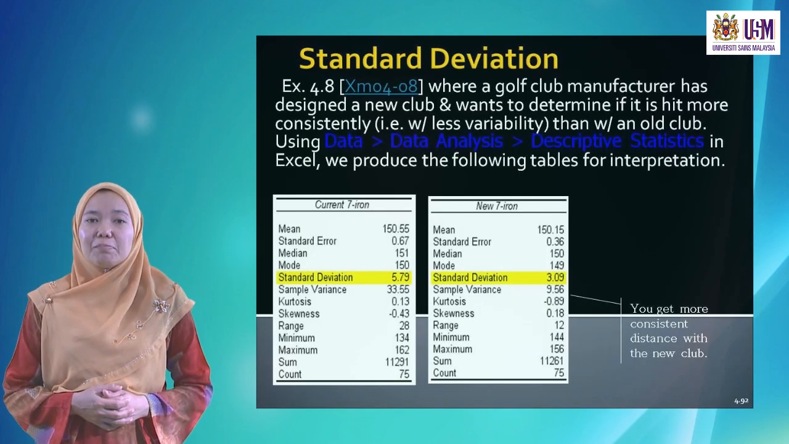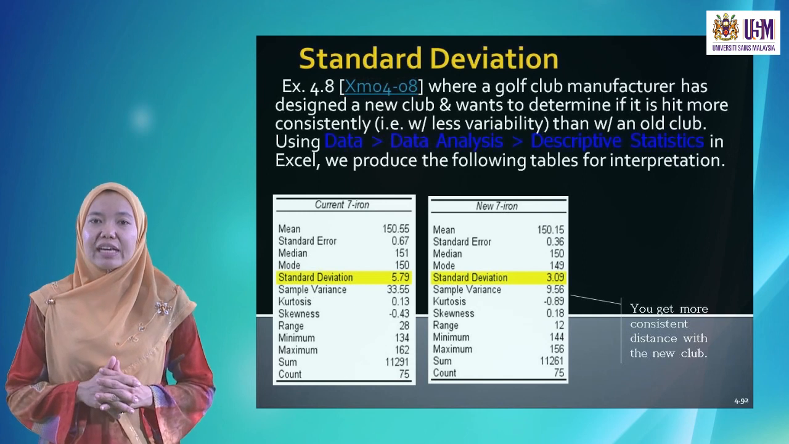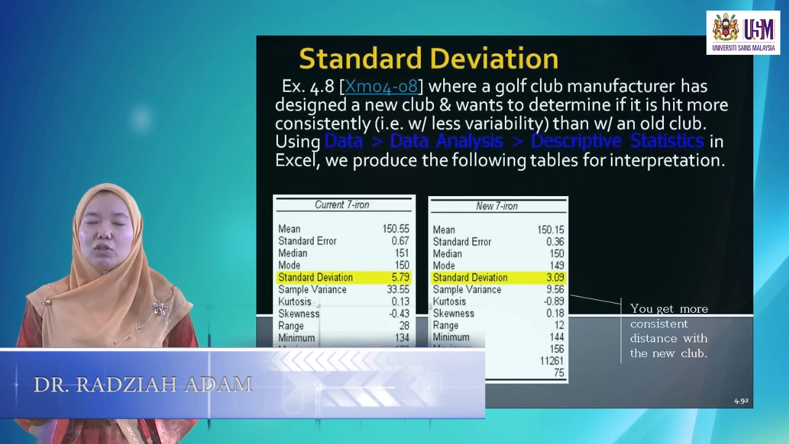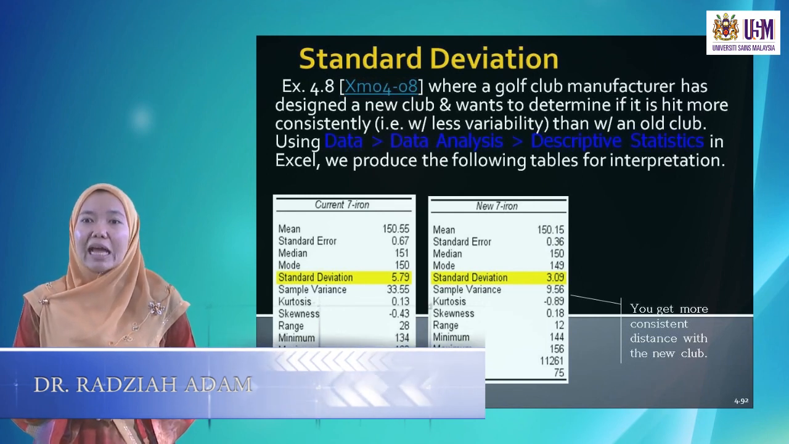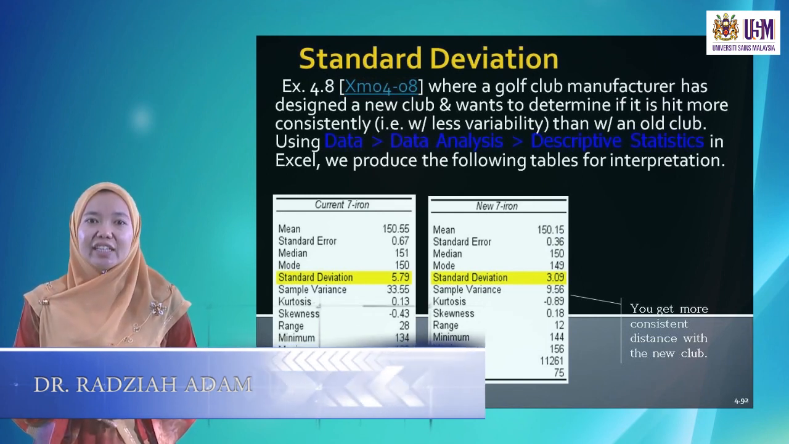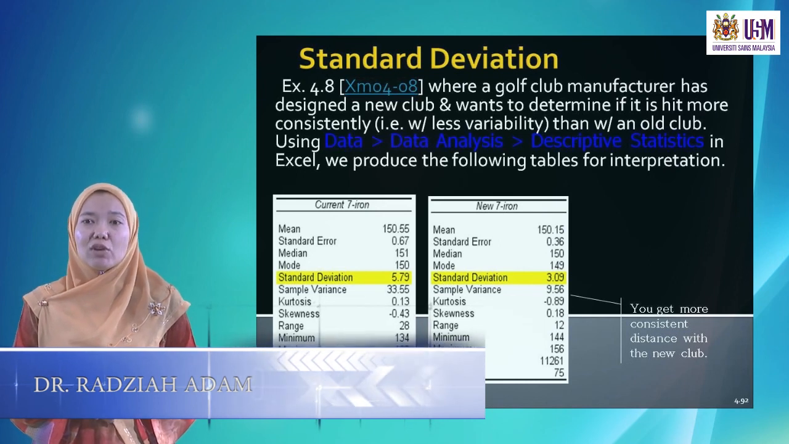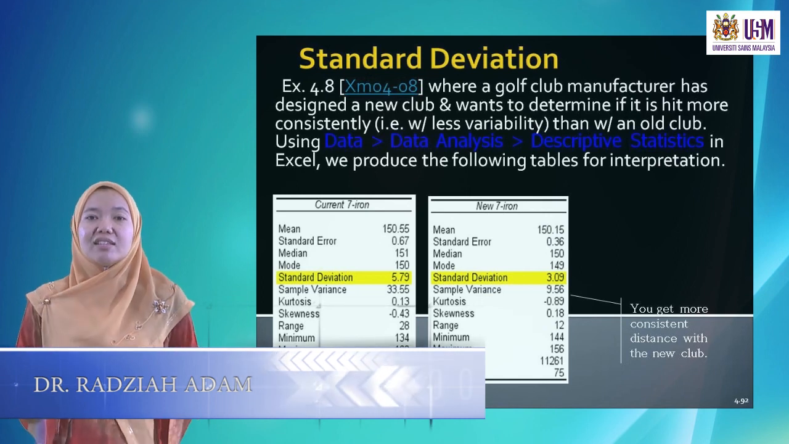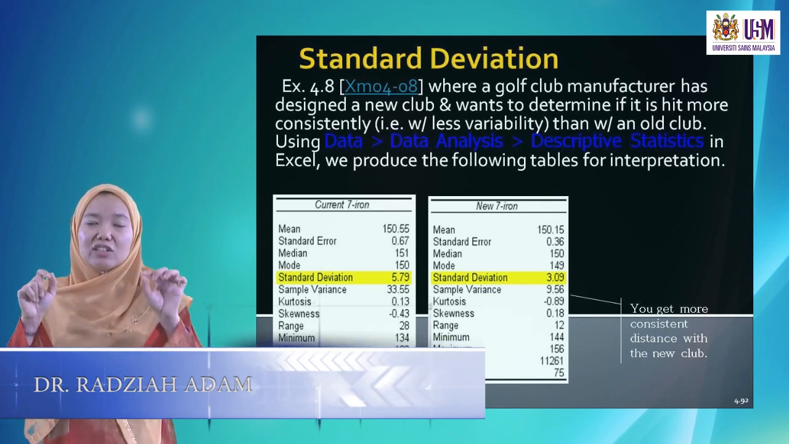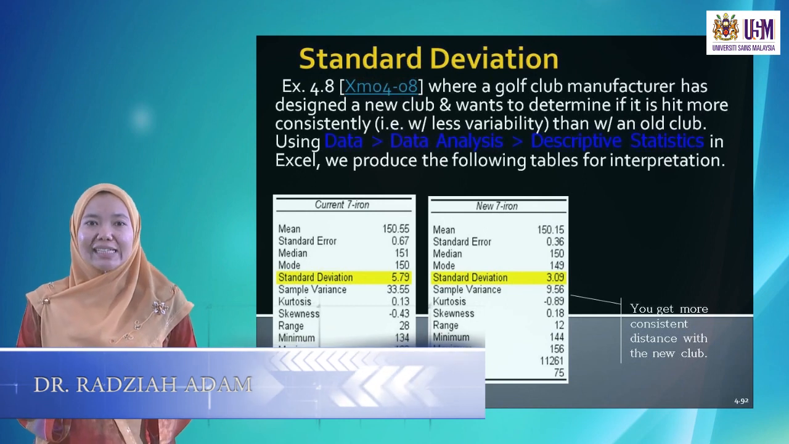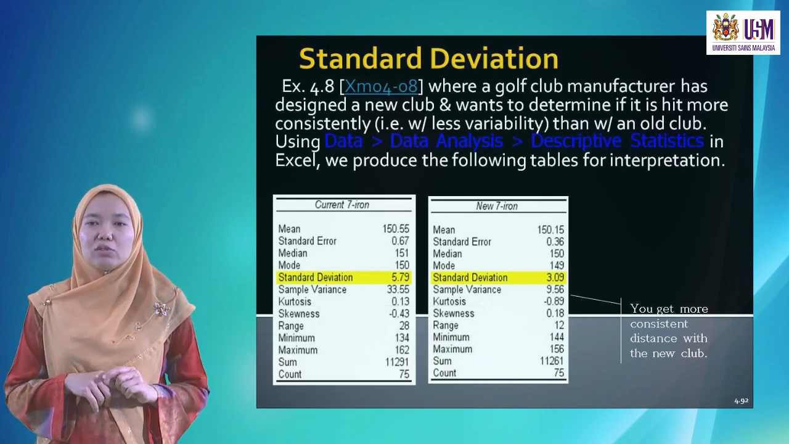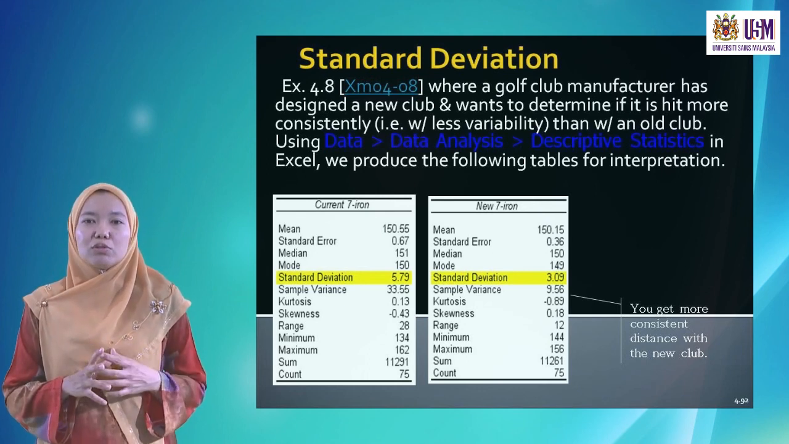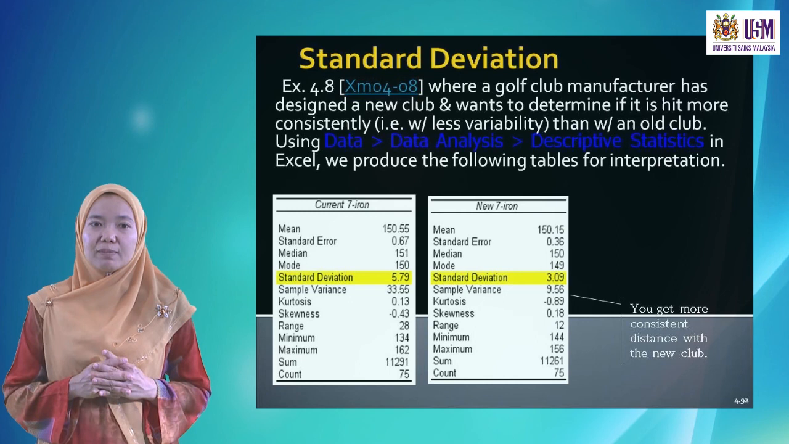Let's look at an example of the calculation of standard deviation. This is from example 8.4 in the textbook. This is about a golf club manufacturer which has designed a new club and wants to determine whether it hits more consistently. More consistently means less variability or less dispersion than with an old club. So that's the step in terms of using the computer, in Excel. We produce the following table for interpretation.